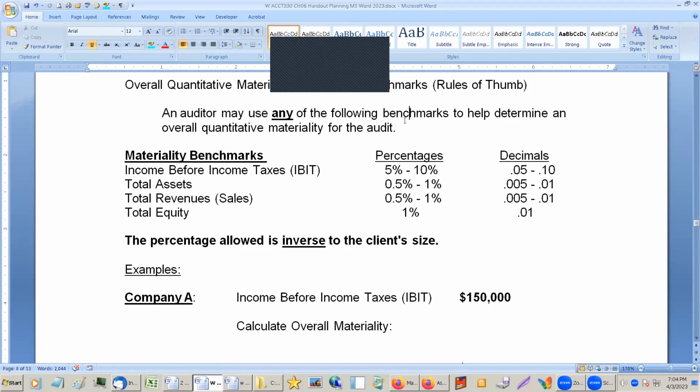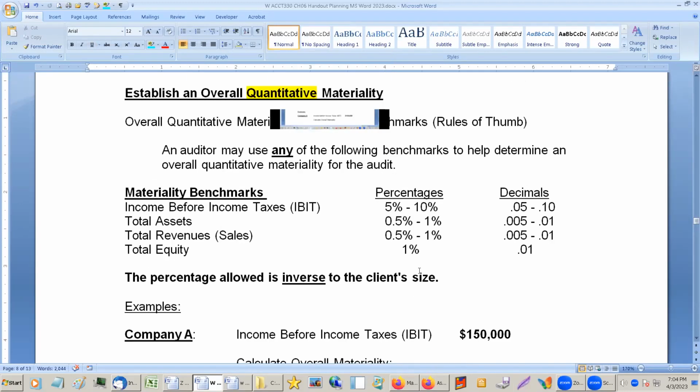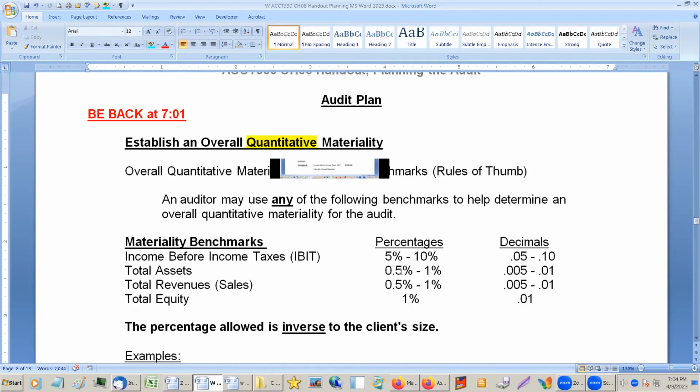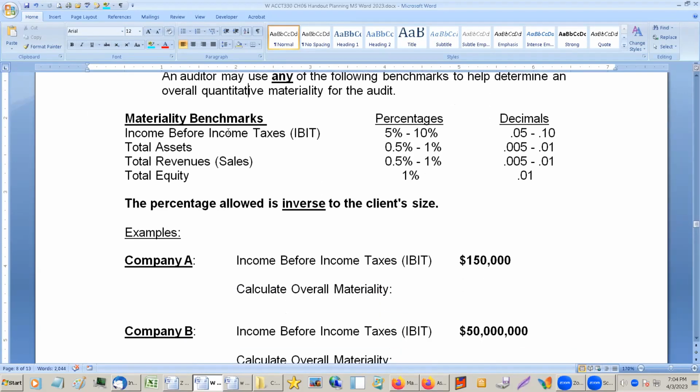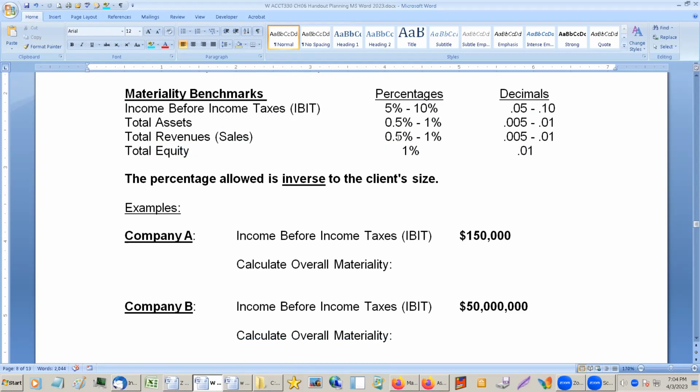I don't know why I did that, but what's material? How much is it? What's the dollar amount? So that's kind of what we're looking at now. This is quantitative, not qualitative. So this is quantitative, what the dollar amount is. And we have some rules of thumb that we use. Different CPA firms will have their own, but they all kind of do the same thing. You can use any of these, and these are judgment calls. Which one do you use? Do you use income before taxes, total assets, total revenues, total equity? There are all kinds of different ones you could use.